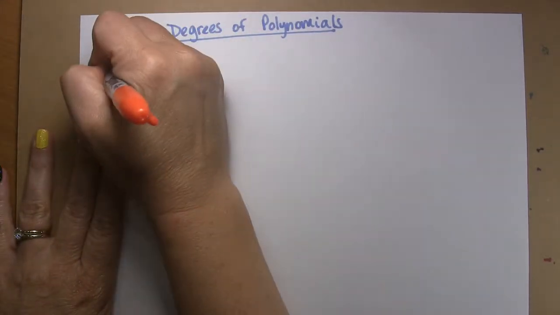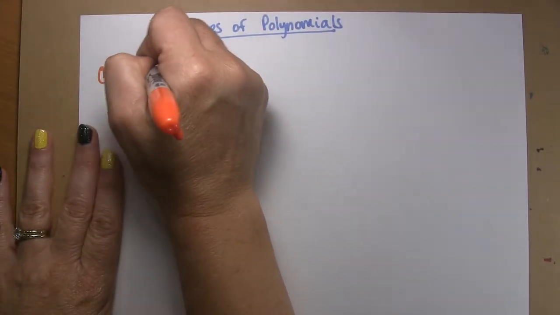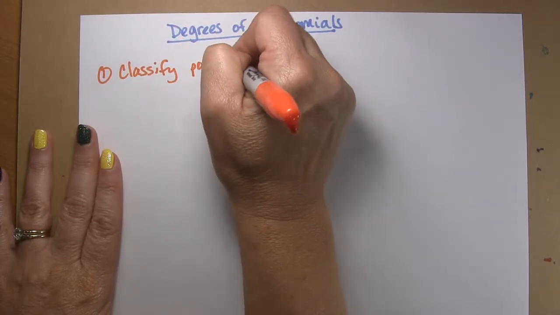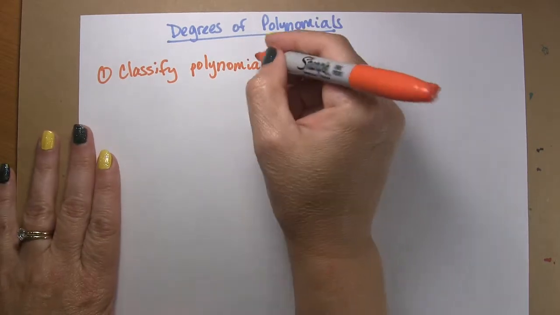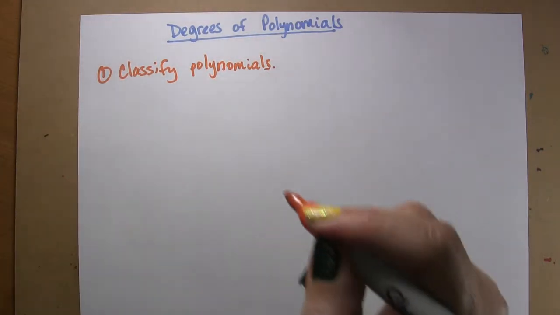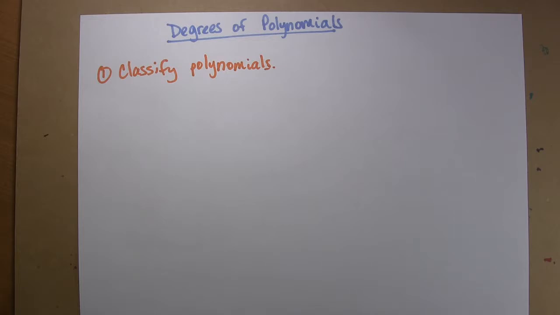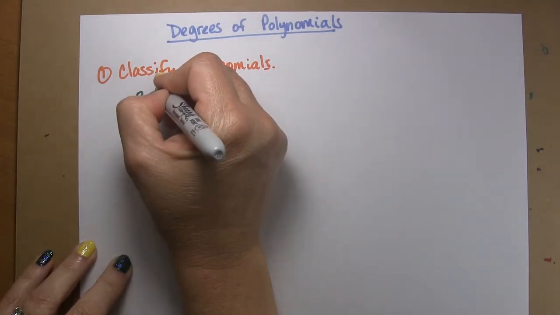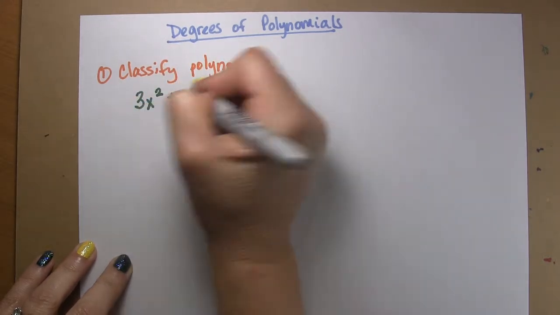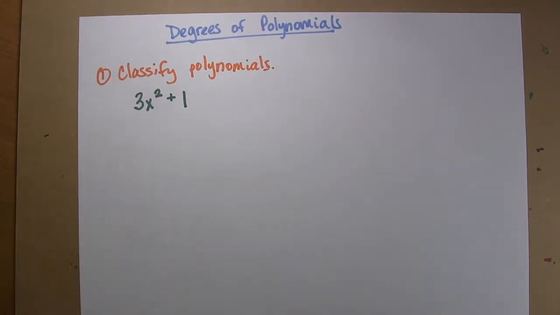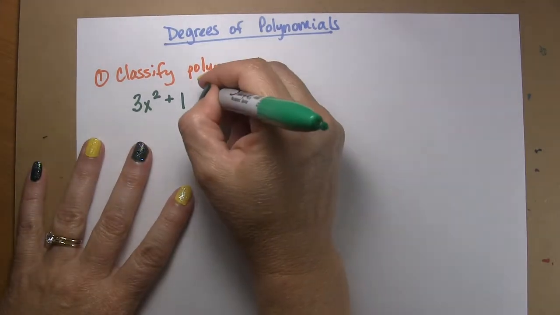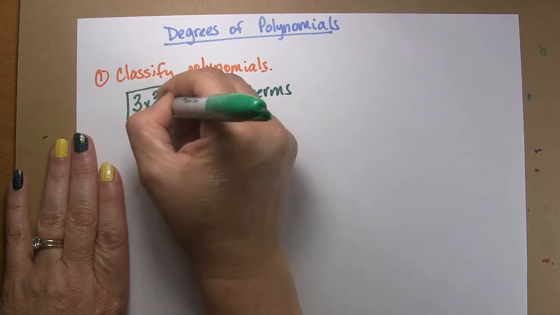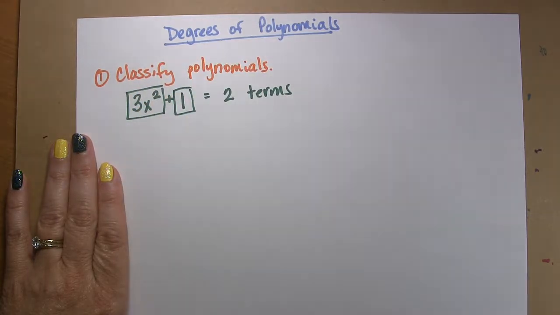So the first thing that we want to be able to do after watching this video is to classify polynomials. Now I think this is pretty straightforward, so I'm just going to give you a couple examples and then we'll see how you do. So let's say that we had 3x squared plus 1. How many terms is that? Well, that's two terms, right? We have this term being added to this term.